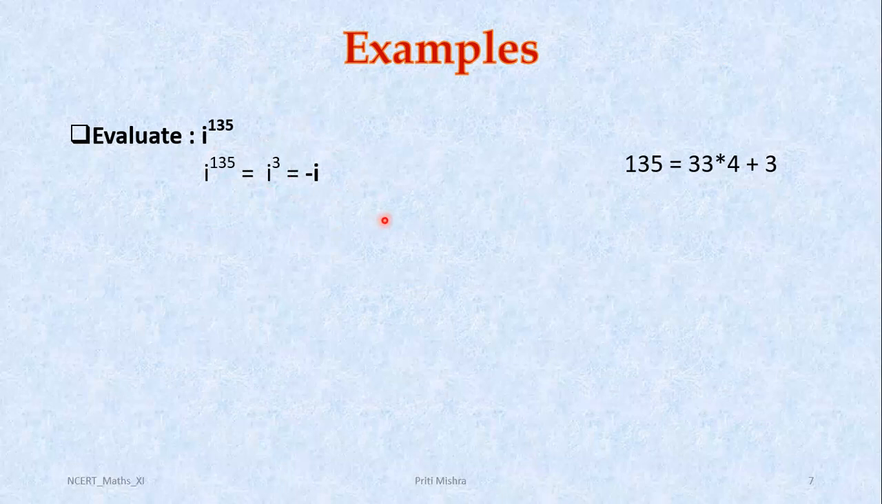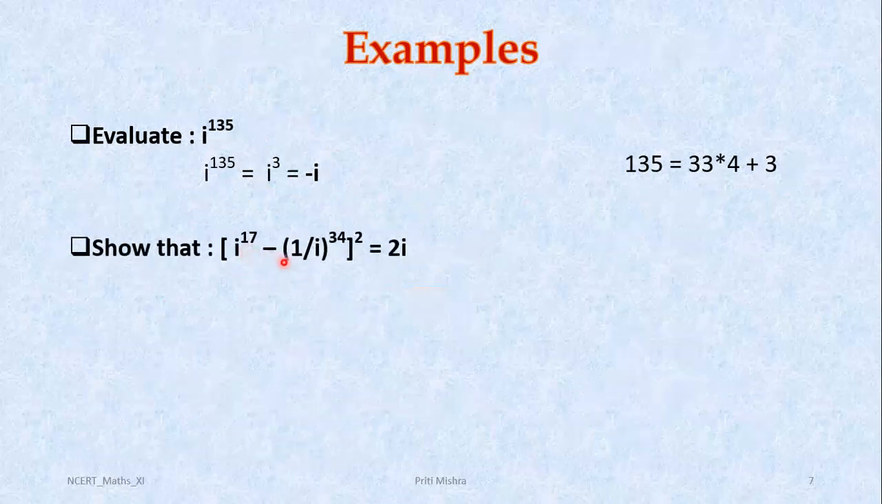This is the answer. Now let's have another question. (i raised to the power 17 minus 1 upon i to the power 34) to the whole square. You have to prove its value is 2i. So on the left hand side we have this one.